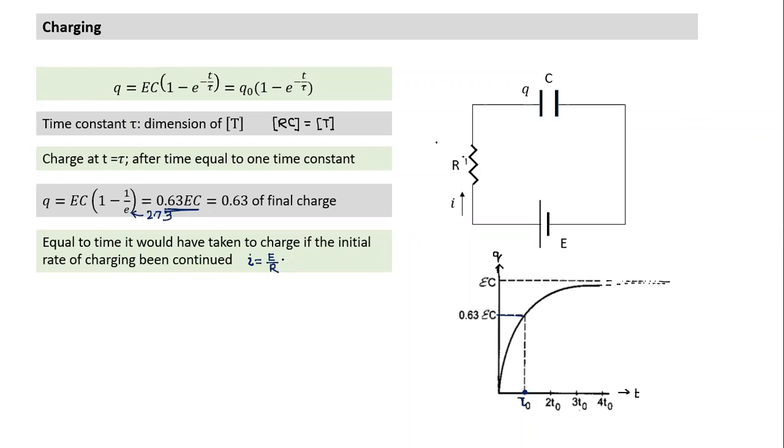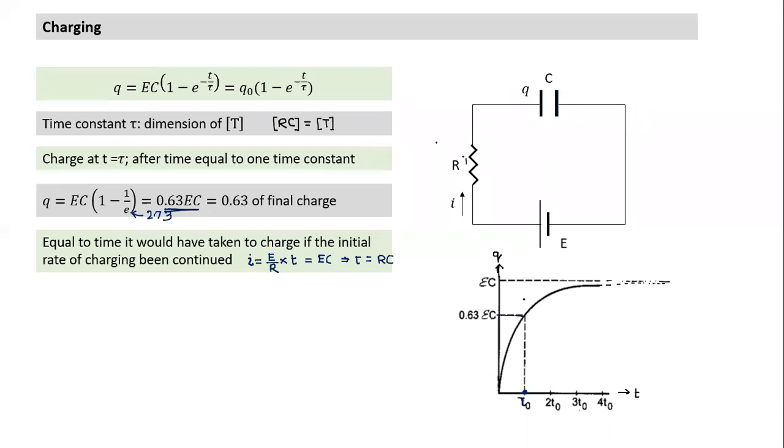E by R. How much time? Suppose the same rate was continued. What we find here is that the rate of charging keeps on decreasing. Had we continued the same rate, how much time would it have taken to acquire full charge? If we suppose the same rate was continued for time t, the full charge is equal to EC. So what is the value of time? How much time would it have taken in that case? The time taken would have been RC. So tau is the time it would have taken at the initial rate of charging.